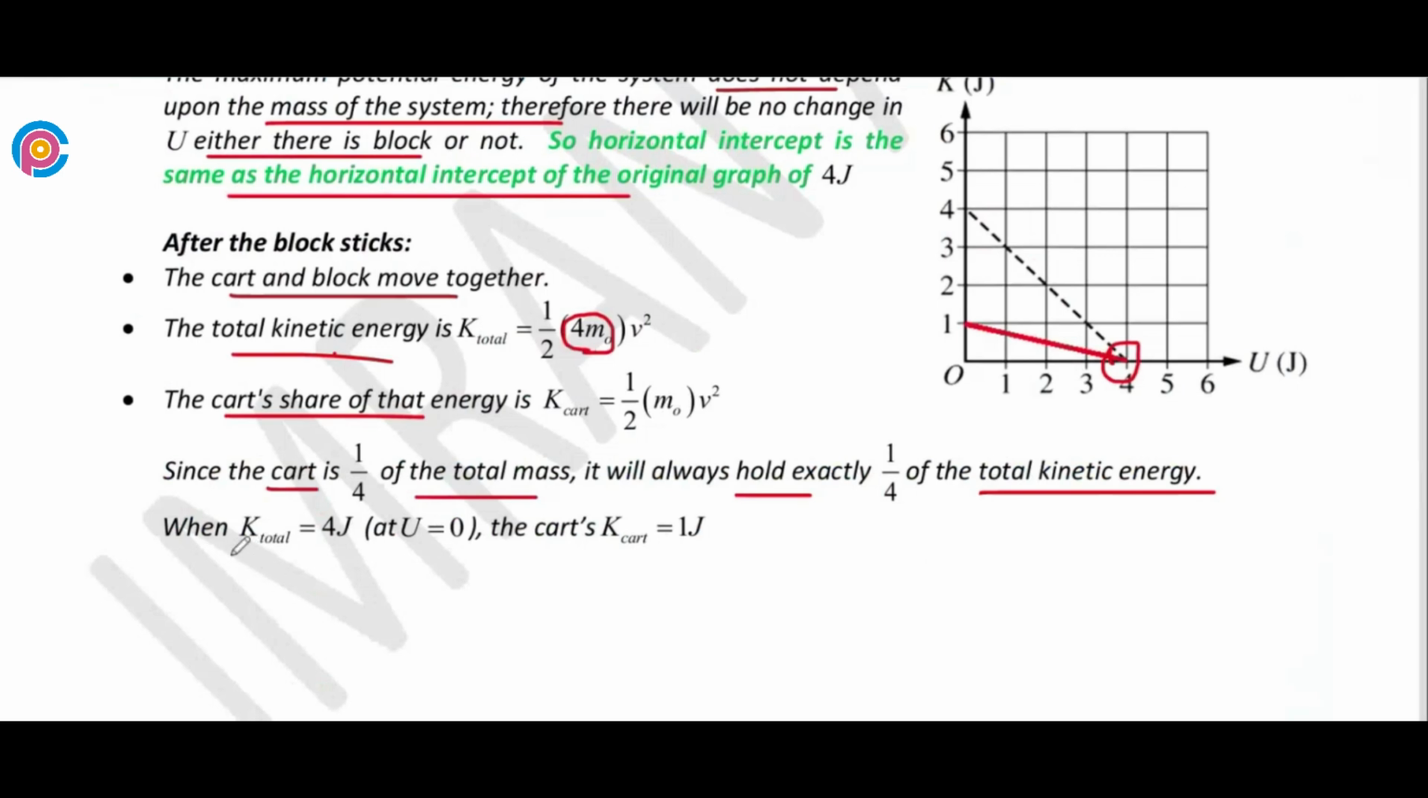So in that case, if kinetic energy is 4 joule for the whole system of block, cart and spring, when we consider U equal to 0, the cart carries 1/4 of it, that's 1 by 4 of 4, which equals 1 joule. So that's the complete line. I represent the 1 joule as the cart kinetic energy at that moment.